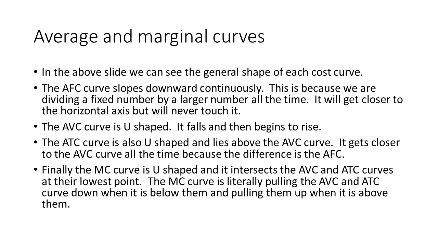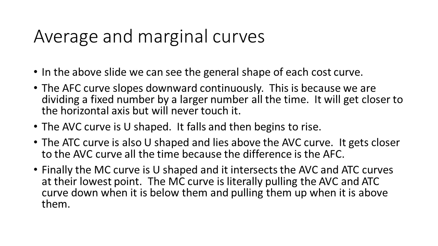In the above slide, we can see the general shape of each cost curve. Again, the AFC curve slopes downward continuously. This is because we're dividing a fixed number by a larger number all the time. It will get closer to the horizontal axis, but never touch it. The AVC is U-shaped. It falls and then begins to rise.